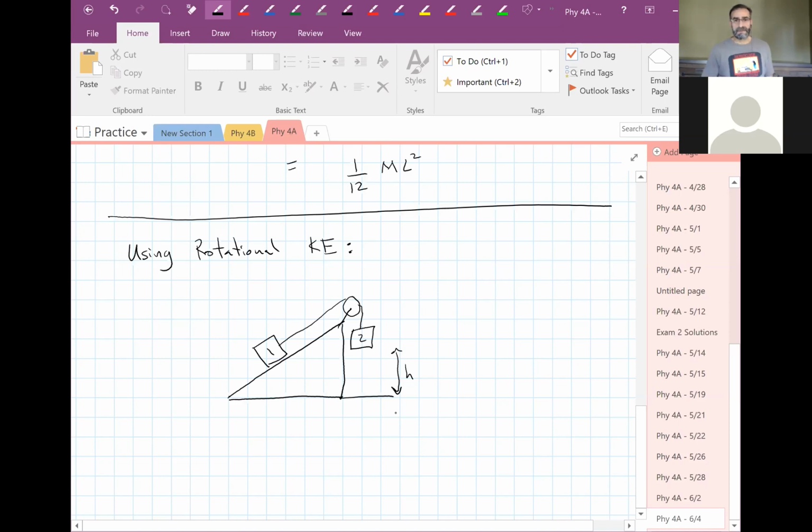There we go. I probably should put a spring on there too, but that's okay. We're trying to learn about rotational kinetic energy, and the spring doesn't have anything to do with that. So we'll leave the spring off.